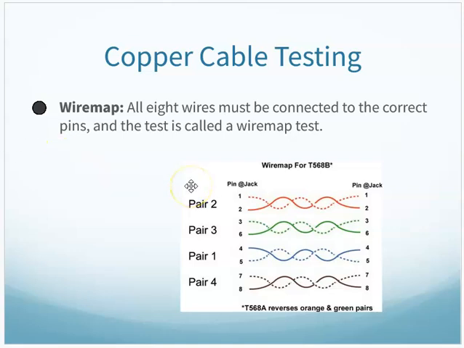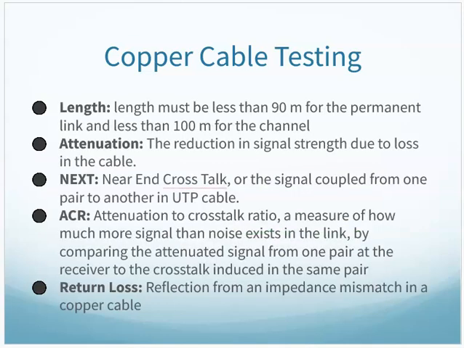One of the first ones it does is a wire map: are all the wires in the correct order? If they're not, we cause signal data issues of data not going to the correct place or the correct pin. It's going to test for length. Is it below the 100 meters? It's going to test for attenuation. Is the signal loss too great? It's going to test for crosstalk. Is there too much signal jumping from one wire pair to another wire pair? It's going to look at the attenuation to crosstalk ratio. If there's too much signal loss and too much crosstalk, the data is not going to get through. It's going to look at return loss, how much of the signal is getting reflected back.